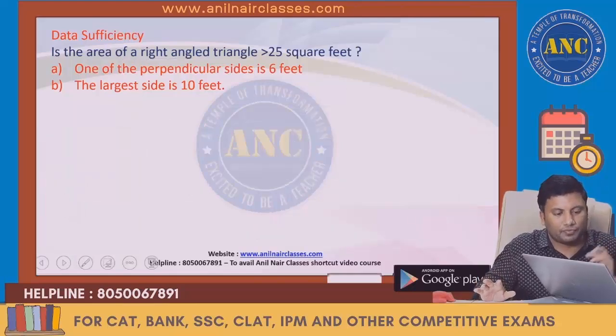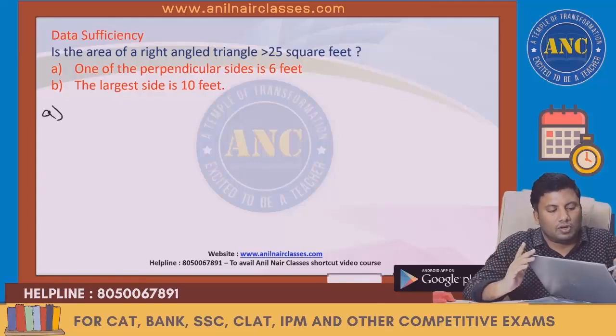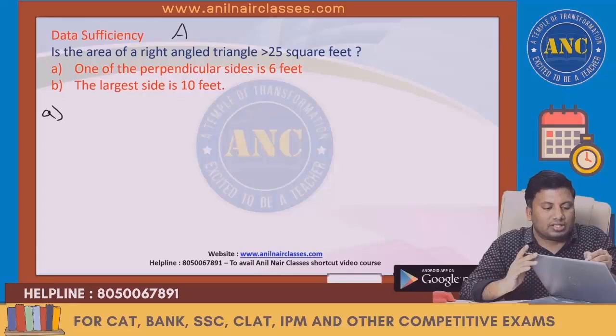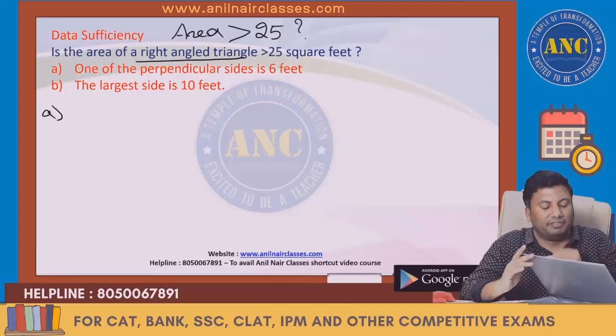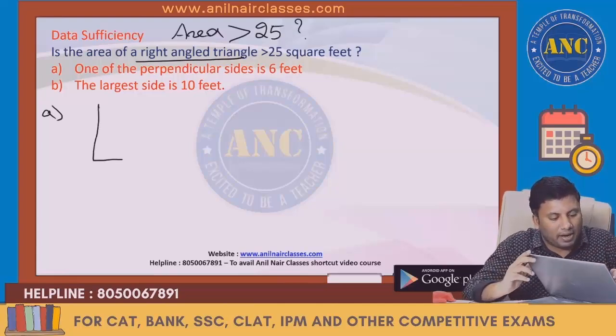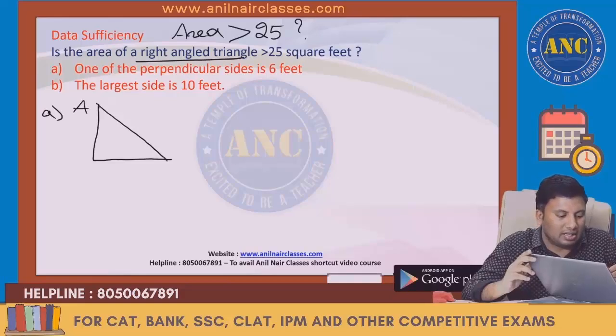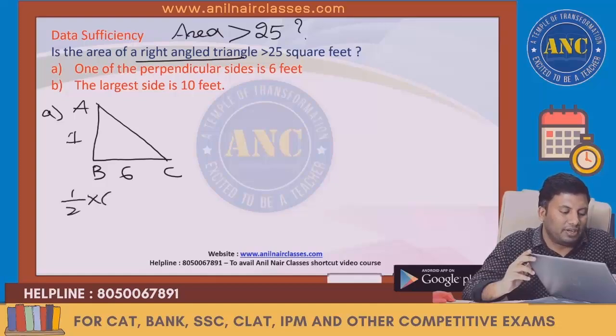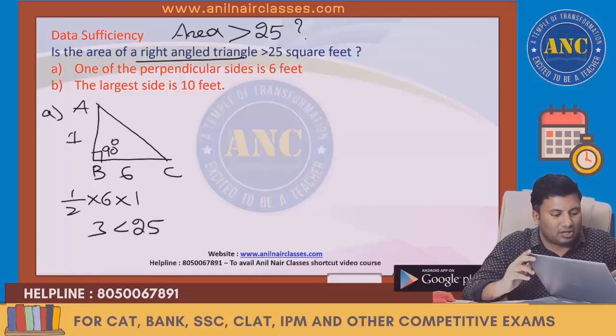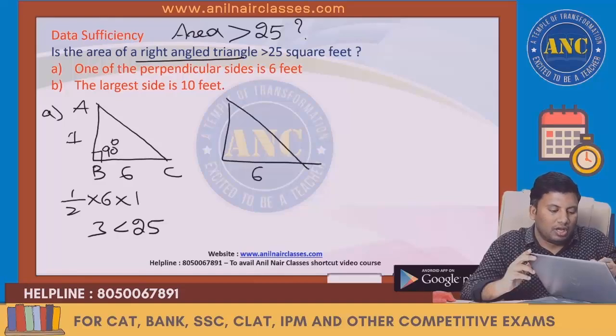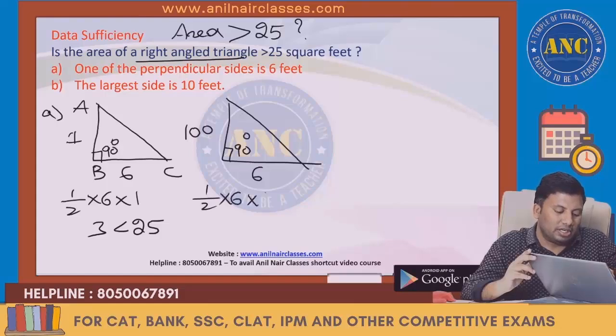Right, now see here. The question is about area. It is a right angled triangle. Is the area greater than 25? One side is 6, the perpendicular side. This is A, this is B, this is 6. If the other side is 1, half into 6 into 1, because this is 90 degrees, gives 3, which is less than 25. If only one side is known, the other side I can take as 100. Half into 6 into 100 is 300, greater than 25.